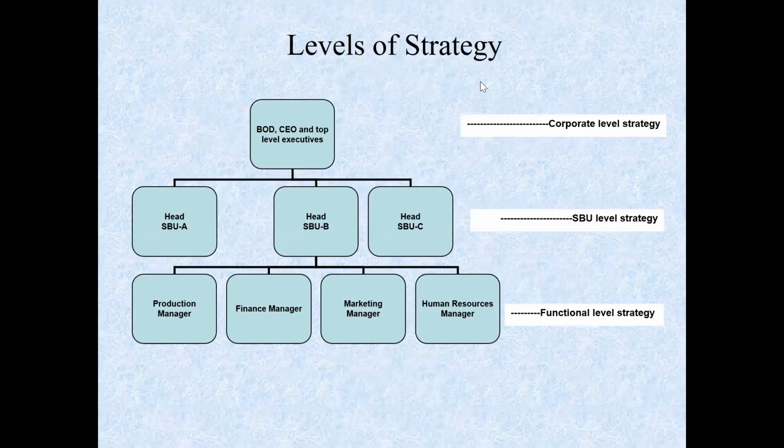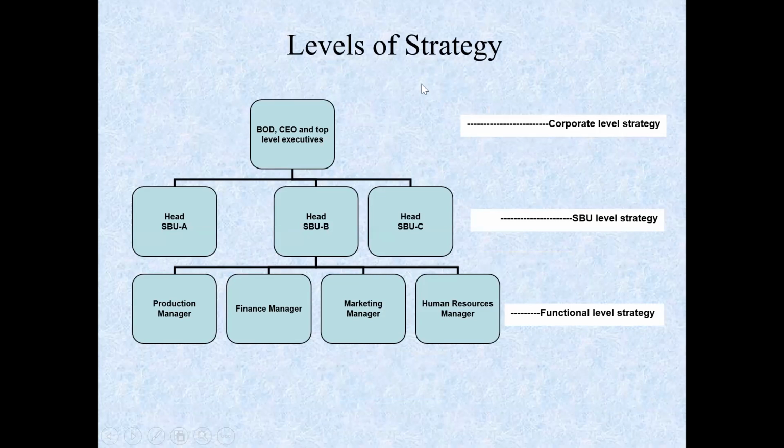Level of strategies. Talking about this, it can be seen that there are three types of level of strategy. Number one is corporate level strategy. Number two is SBU level strategy, strategic business unit level strategy, and third is functional level strategy.